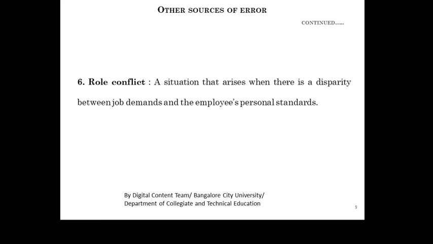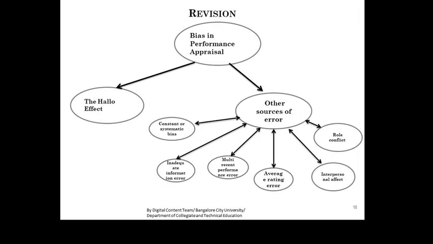The next one is called role conflict, a situation that arises when there is a disparity between job demands and employee personal standards. What does that mean? If there is a contradiction between job demands and the supervisor's standards of right or wrong, that also leads to bias. So these all come under bias in performance appraisal.